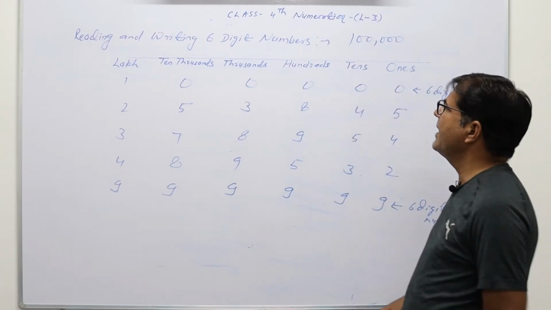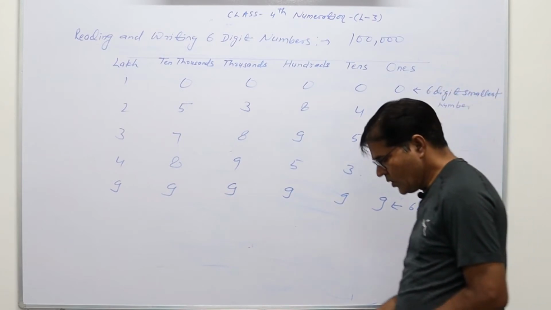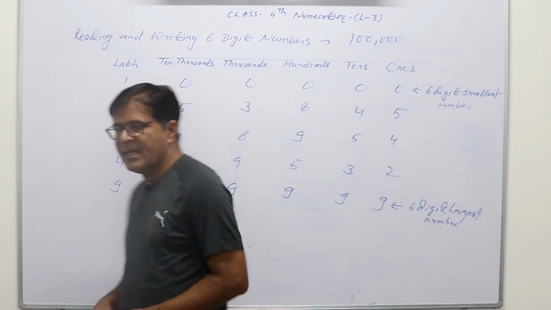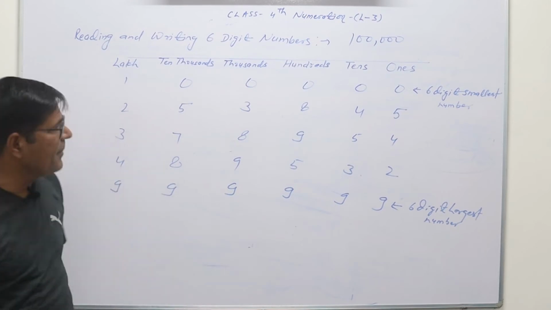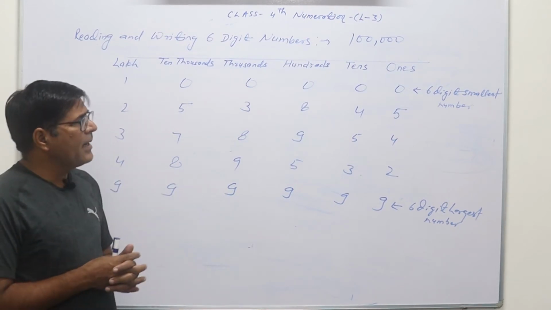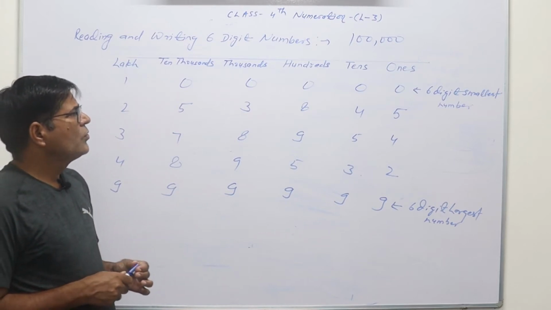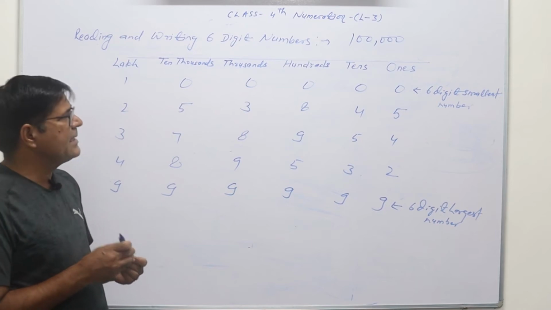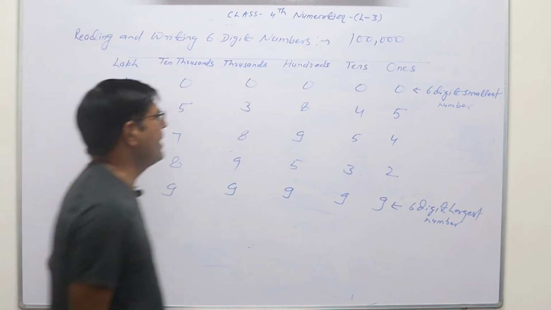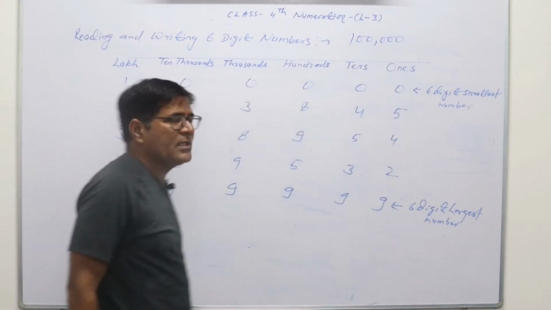Next topic is reading and writing 6-digit numbers. So today we will discuss the 6-digit number, writing these types of numbers and reading these types of numbers. So the smallest 6-digit number is 100000. How will we read this number?